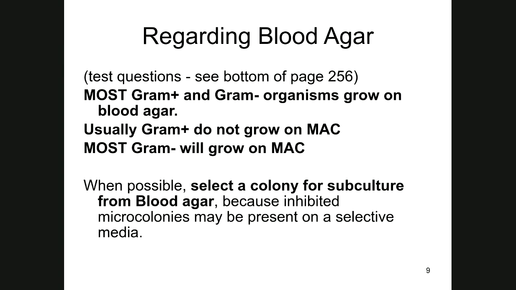So when possible, select a colony for subculture from the blood agar. So if you were doing an initial incubation on nutrient agar and on blood agar, if you're going to subculture 24, 36 hours later, you're going to take a colony from the blood agar. Why? Because inhibited microcolonies may be present on a selective media, such as MAC. So if you're going to do a subculture or actually do your gram stain, your best choice would be from the blood agar.